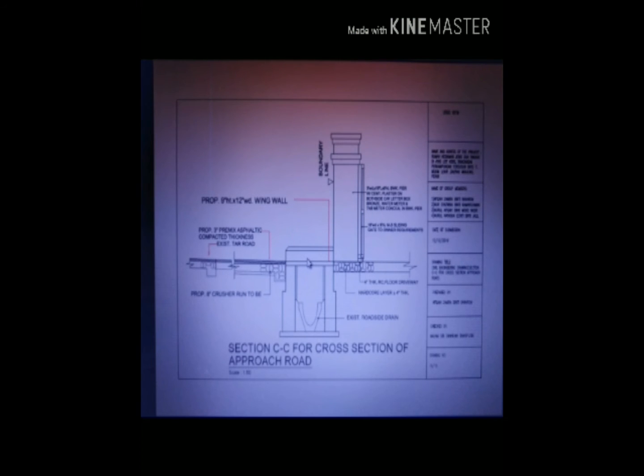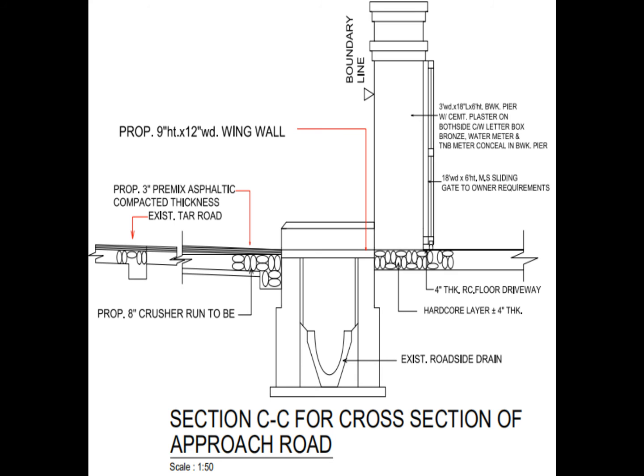Lastly, for civil engineering drawing, we have section CC for the cross section of the approach road. In this civil engineering drawing, we have cement plaster on both sides, letterbox, bronze water meter, and meter concave. And then we have a crusher run, the wing wall, the boundary line, the floor driveway, the hard core layer, and lastly the existing roadside drain. The scale of this drawing is 1:50.